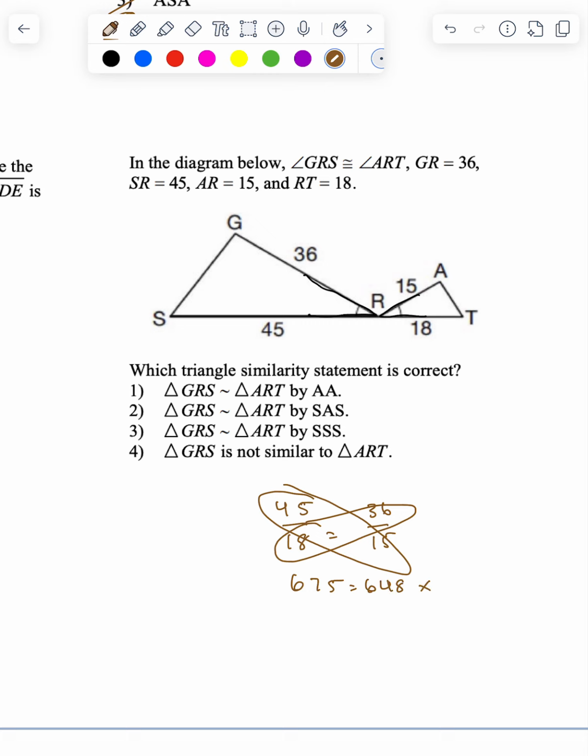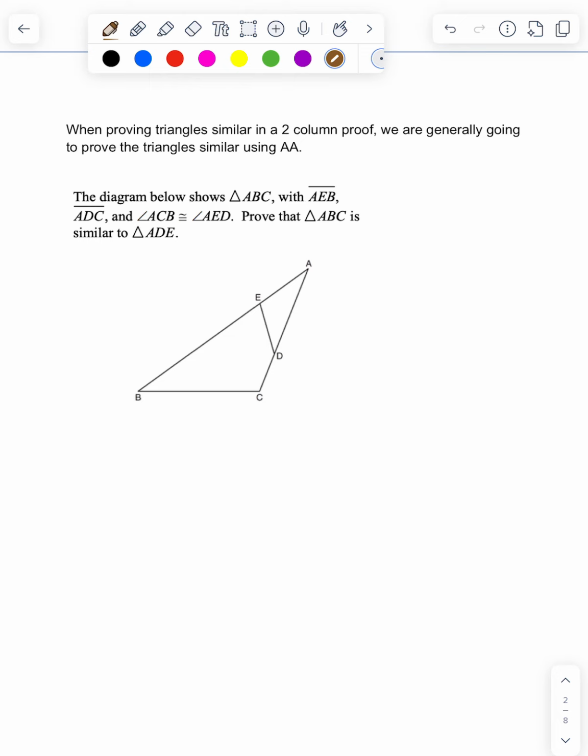As we were speaking a little bit about before in the video, when proving triangles similar in a 2-column proof, we are generally going to prove the triangles similar using AA because we don't have numbers. And for SAS and SSS, most of the time we need numbers because we do need proportional sides.